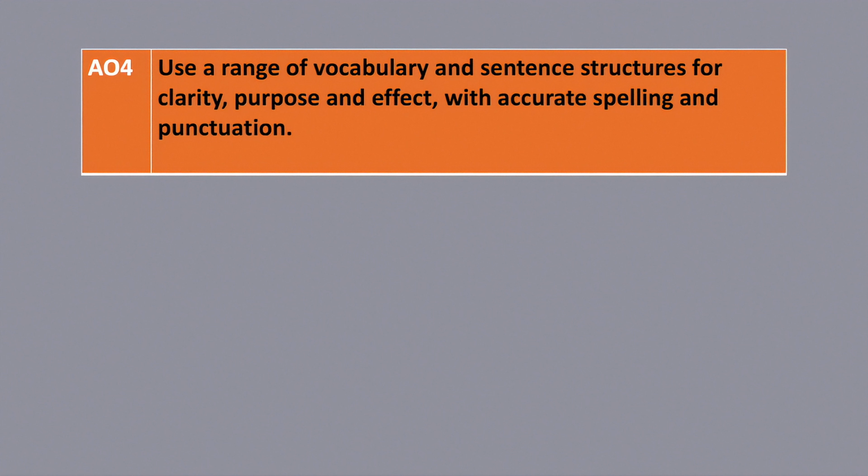AO4 is only assessed in the modern prose and drama question in Paper 2. To gain full marks for AO4, you should achieve consistent accuracy in spelling and punctuation, and you must also use sentence structures and vocabulary to clearly express meaning. Giving yourself a few minutes at the end to check through your answer for these things will be helpful, and that extra mark or two could of course make the difference between one grade and the next.